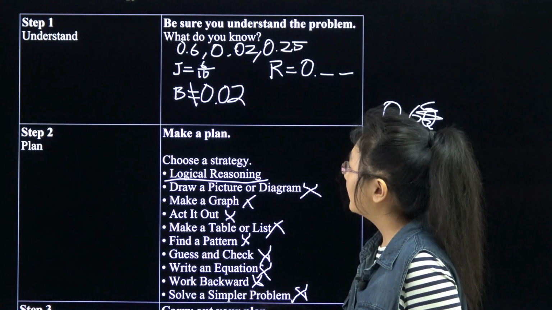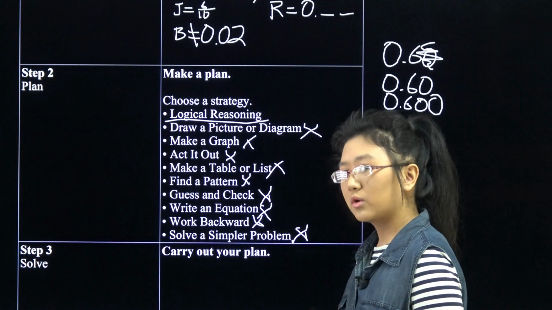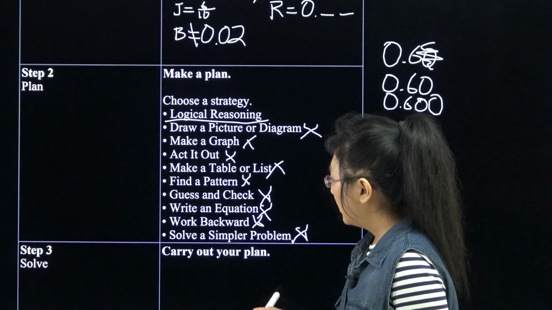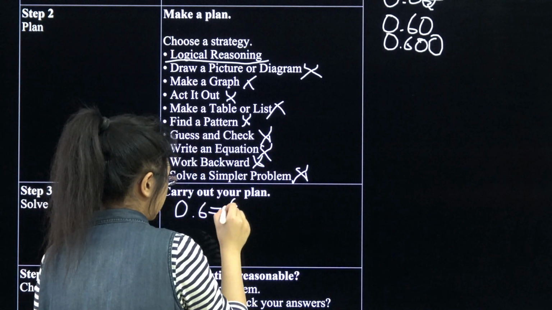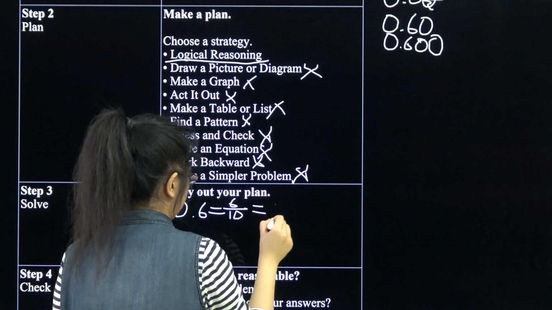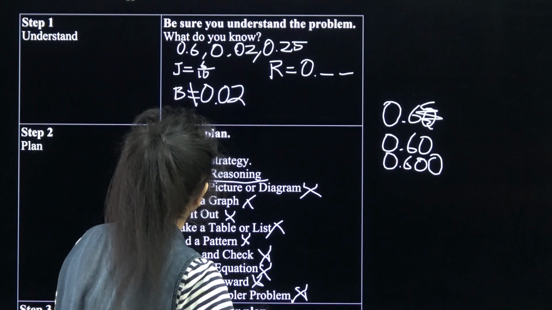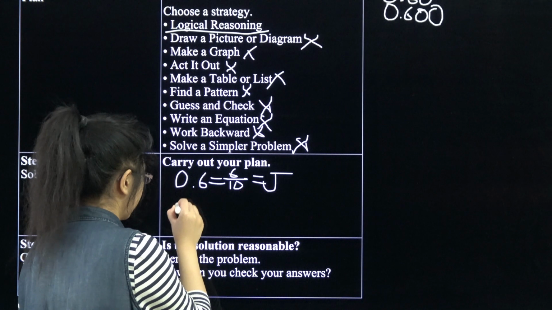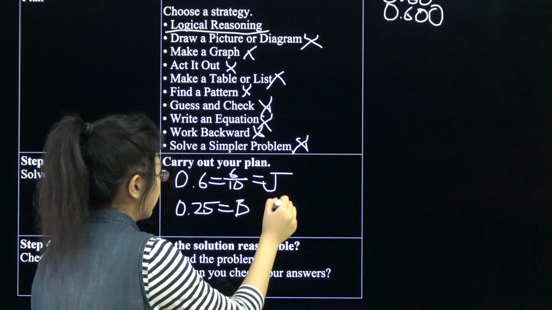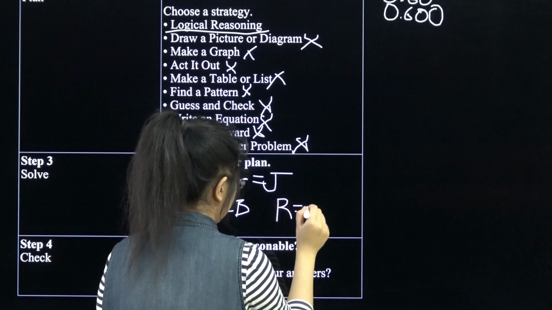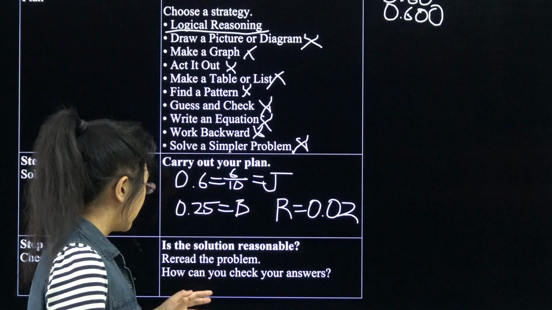Step 3, carry out our plan. Since we know that James has something equal to 6/10, and 0.6 is 6/10, then we know that James has 0.6 points. And Bob doesn't have the least number of points. And the only other point left is 0.25. So Bob has 0.25. And Ruth's score is in the hundredth. And 0.02 is in the hundredth. This fits with everything that we know.